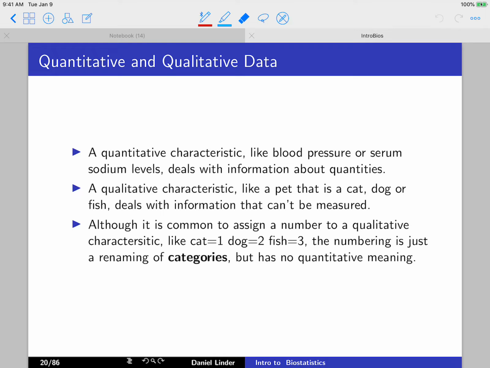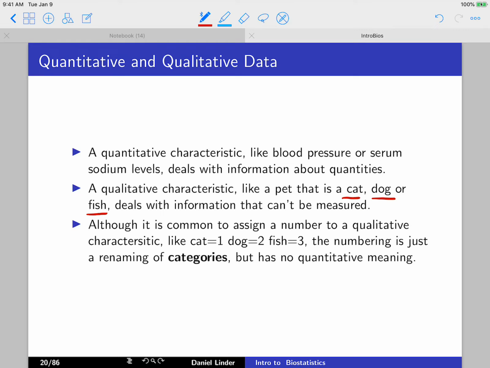A qualitative characteristic is a characteristic that deals with a quality. So for instance, if you had a variable that indicated what type of pet an individual in a study had, let's just say cat, dog, or fish. So I'll underline these. So cat, dog, or fish, those would be the possible values that a qualitative variable could take. And these deal with information where really a numerical value doesn't signify anything about the value that the variable takes.